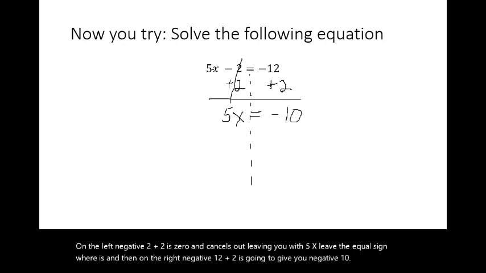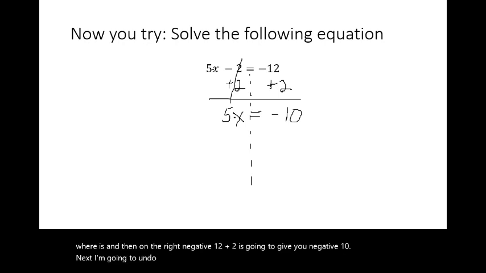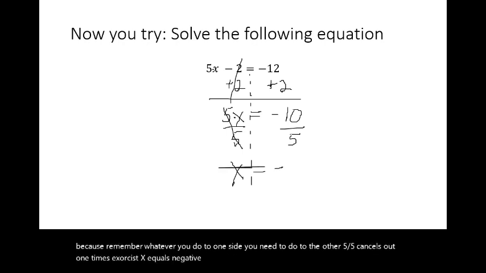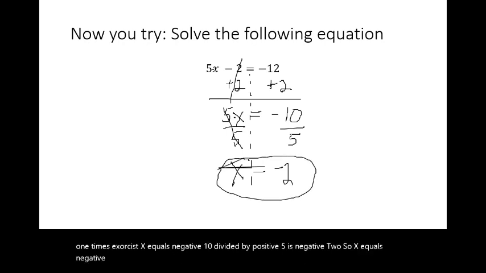Next, I'm going to undo this multiplication using division. So I'm going to divide both sides by 5, because remember, whatever you do to one side, you need to do to the other. 5 divided by 5 cancels out. 1 times x is just x, equals negative 10 divided by positive 5 is negative 2. So x equals negative 2 is then your final answer.